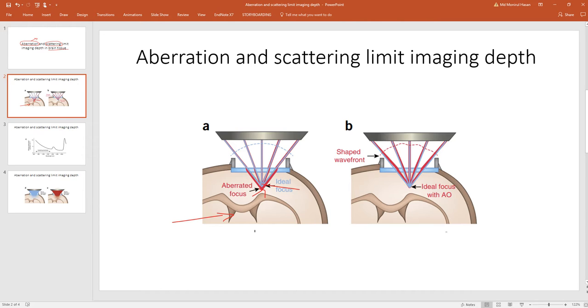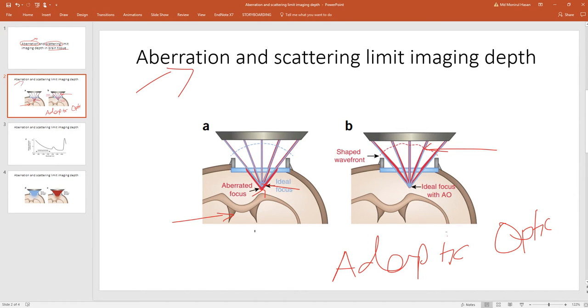And if you look at the shape waveform due to the aberration, this is the shape waveform. If we use the adaptive optics, then we can counter-measure the shape waveform and remove the aberration. So we can remove at least the aberration part. What about the scattering?